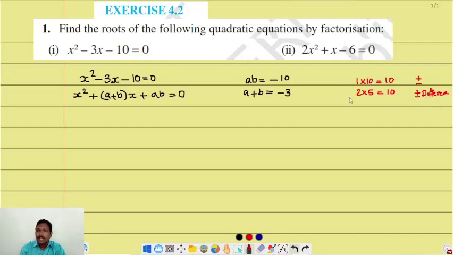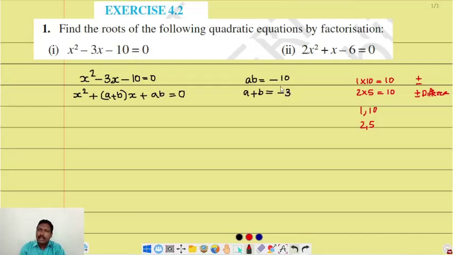So you have to check among these pairs. So 1 comma 10 we have and 2 comma 5 also we have. Among these you have to check which pair has difference 3. Product 10, difference 3. Why did we take the difference? Because negative product means one will be positive and one will be negative. So you can take the difference as 3.